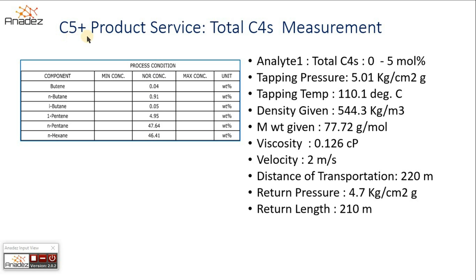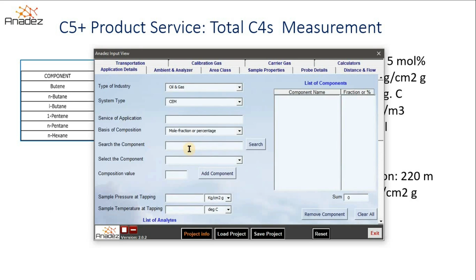Here we have C5 plus product service with total C4 measurement. This is the composition given in weight%, and these are the tapping point parameters. Total C4s is the sum of all the components that have 4 carbon atoms in it. So let's start feeding the information.